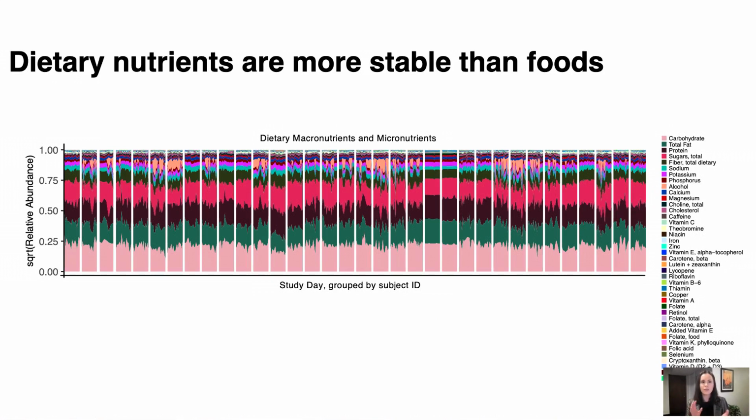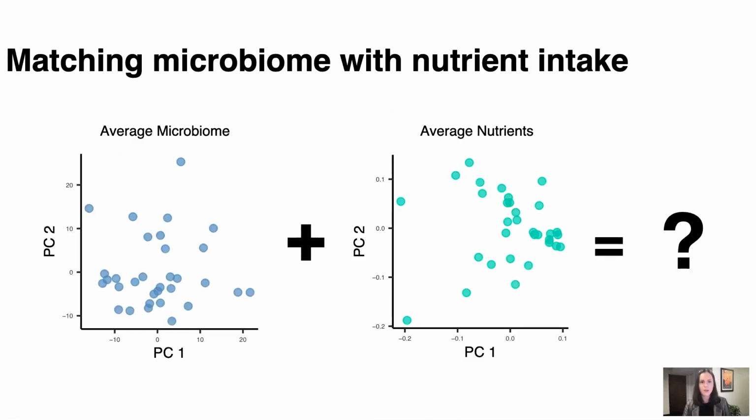And when we look at the nutrients reported by the participants in the study, we see that indeed it is much more stable than the intake of foods, as we would expect. So next, we took another tool from the microbiome space, this concept of Procrustes analysis. So we wanted to ask whether, if we have an ordination space of microbiome and we create one for nutrient information for the participants' diets.